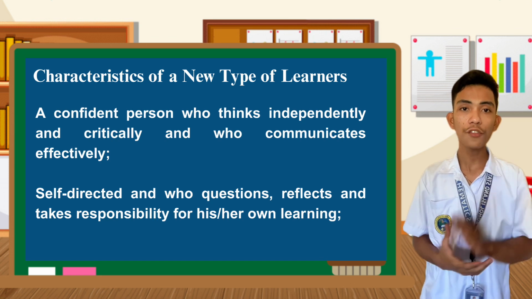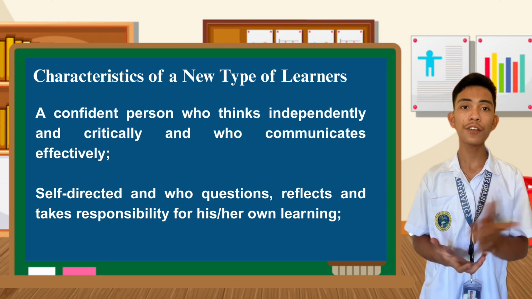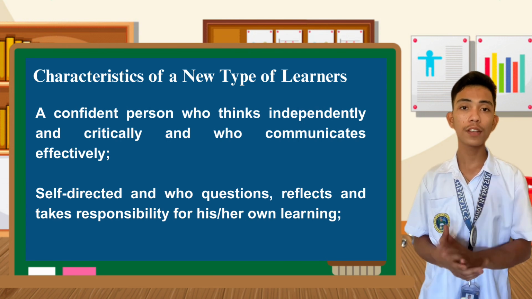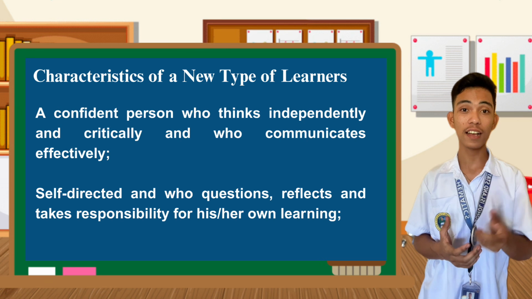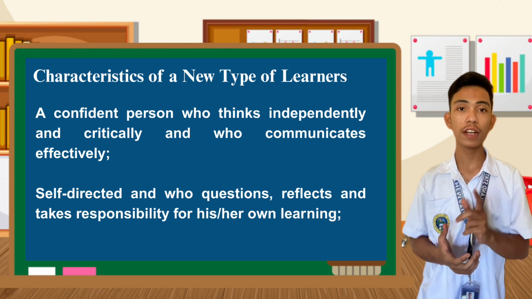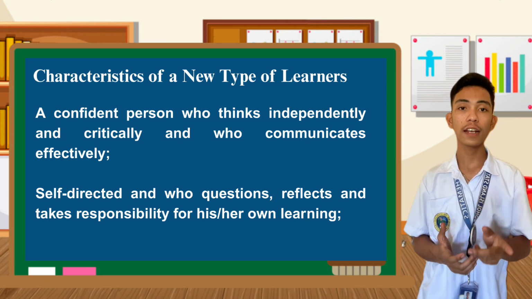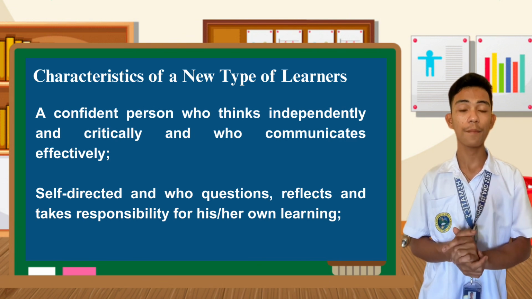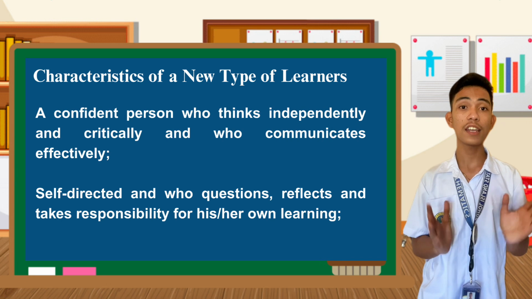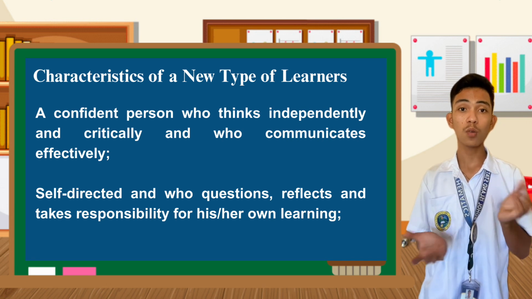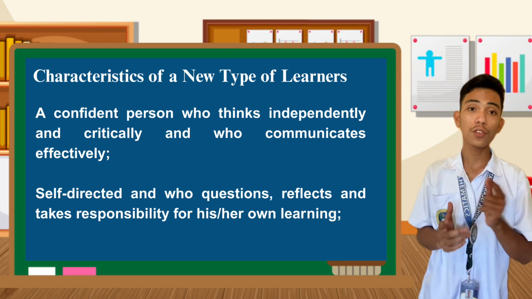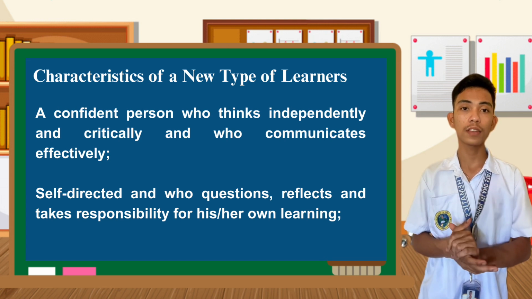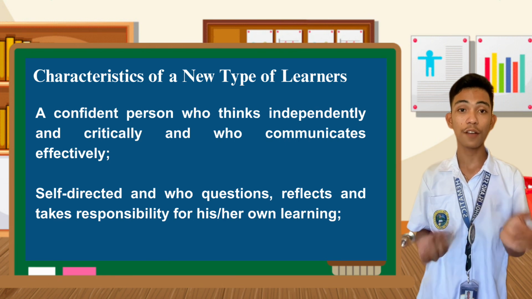First one, a confident person who thinks independently and critically and who communicates effectively. Maybe they are known to be the smart one or the critical thinker in the class. The second one is self-directed, who questions, reflects, and takes responsibility for his or her own learning. So these learners are the independent ones. They will mind their own business without asking or consulting others. They take ownership, reflect, and take responsibility for their own learning, as I have said.